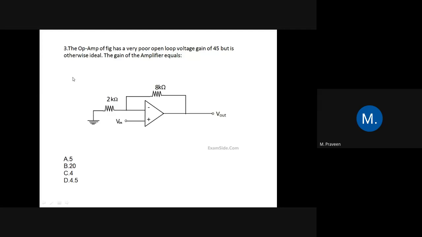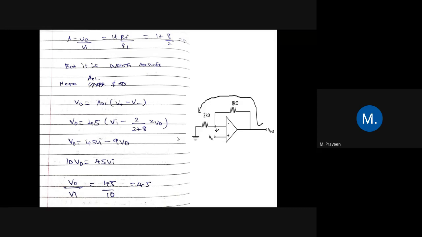So why it is wrong: just see the question here. The op-amp of a figure has a very poor open loop voltage gain of 45, but is otherwise ideal. So here it is clearly mentioned that it is not an ideal op-amp. Therefore, we cannot use the formula V naught divided by V in is equal to 1 plus RF divided by R1. If you use that formula, you'll be getting 5, but 5 is not the correct answer. Only if it is an ideal op-amp can we use V naught divided by V in equal to 1 plus RF divided by R1. Okay. So if you use that formula, you'll be getting 5, but this is the wrong answer.